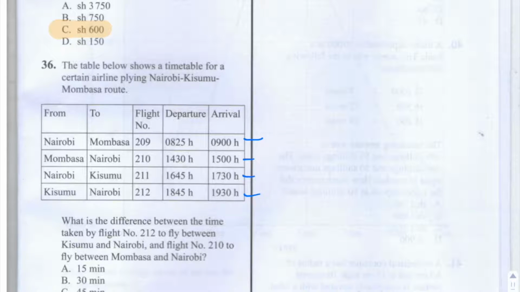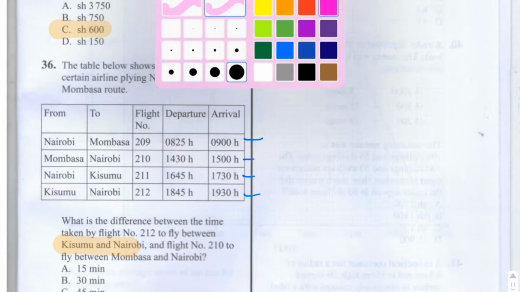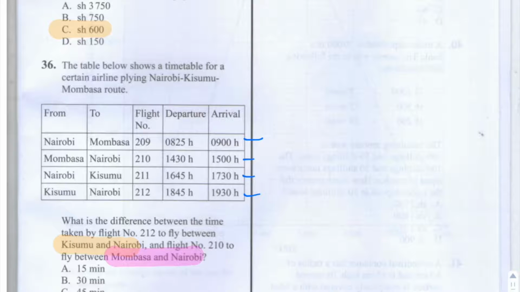So the question we are asked is, what is the difference between the time taken by flight number 212 to fly between Kisumu and Nairobi and flight number 210 to fly between Mombasa and Nairobi? So we need to work out two journey times and then find the difference between them. So this first journey time, Kisumu to Nairobi, and then this second journey time, I'll use another pen to highlight so you can see the difference, Mombasa to Nairobi, and then work out the difference.